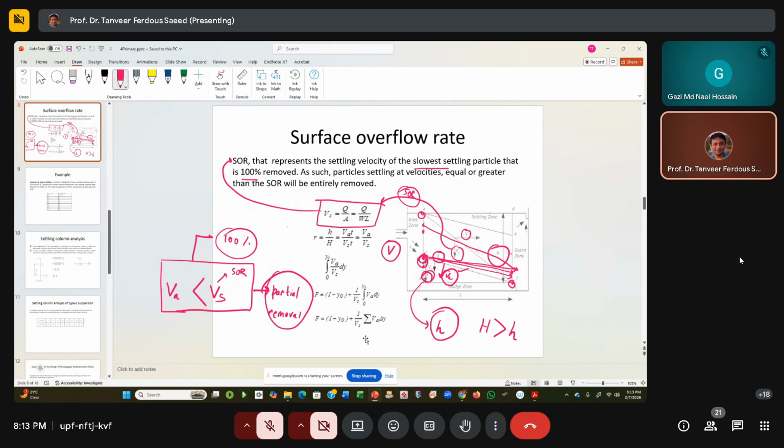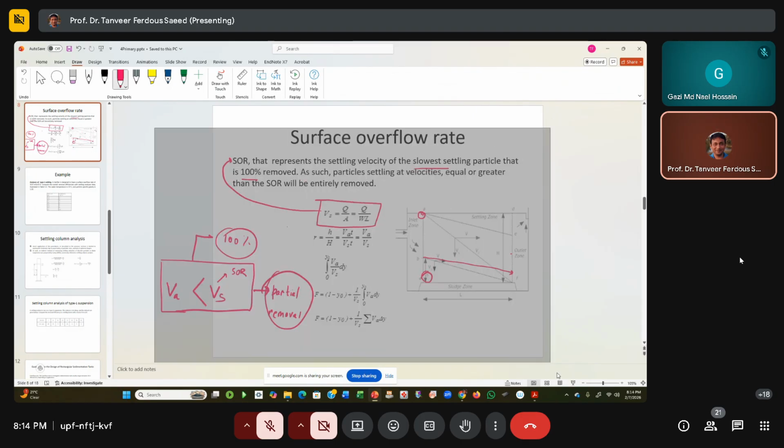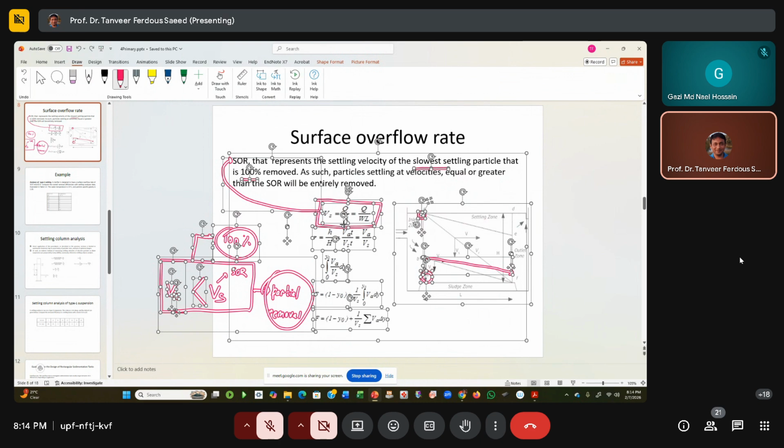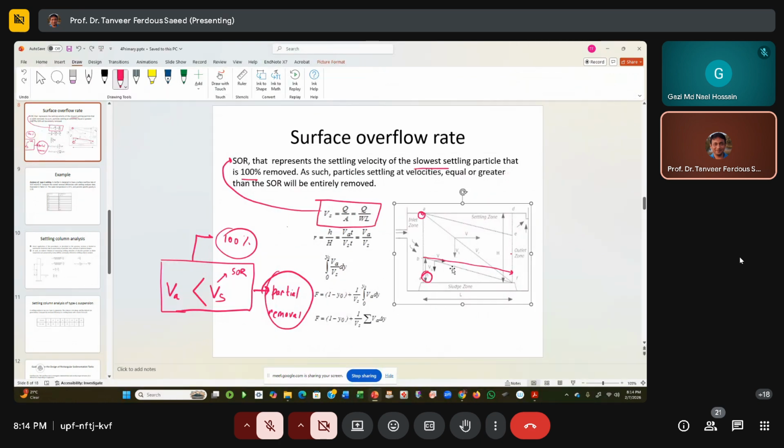clear all this stuff. We don't need this. We remove markings from this diagram, and then I think everything will be clear.